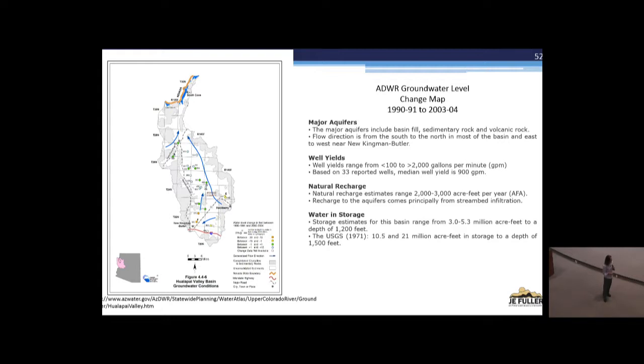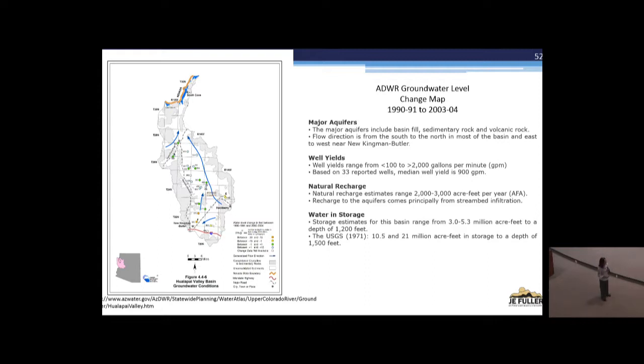Natural recharge is in the range of 2,000 to 3,000 acre-feet per year. Recharge principally from stream bed infiltration. So what they're not saying here is that that stream bed infiltration is the result of precip on the mountains, which then gets into ephemeral channels that run into the basin.